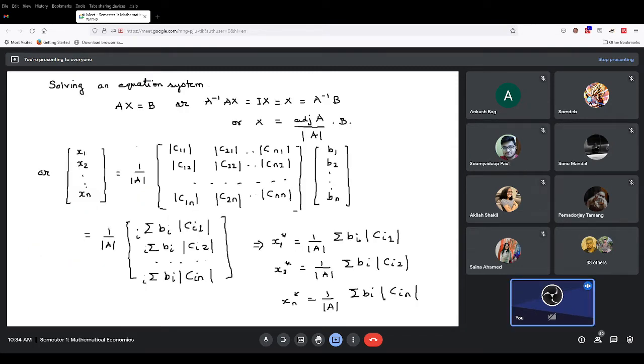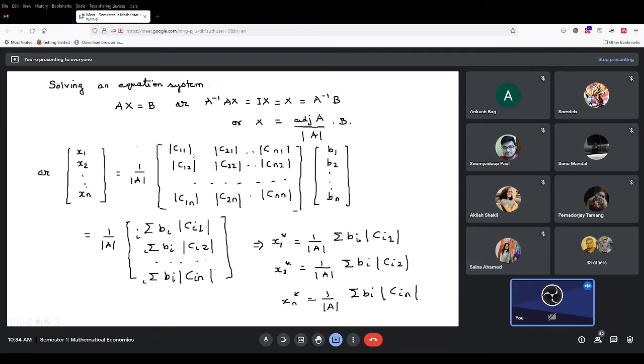So now let us see how we can solve an equation system. Suppose we have a system which we express as Ax equal to b. So we pre-multiply by A inverse. Over here we are pre-multiplying by A inverse, we get Ix which is equal to x, and on the right hand side it is A inverse b. Instead of A inverse, we can write adjugate of A divided by determinant of A.